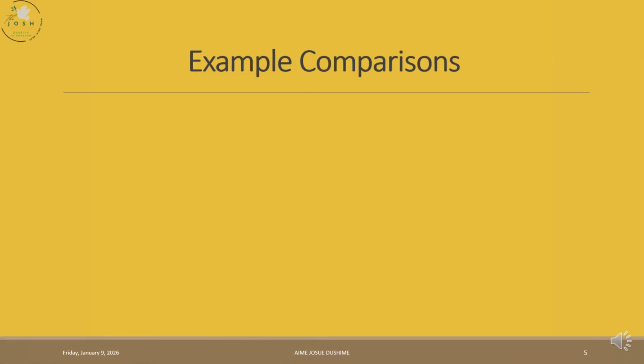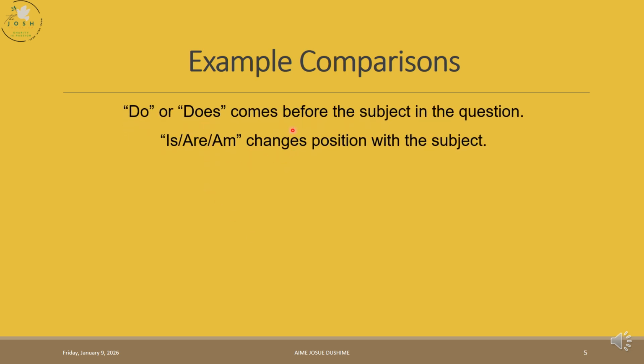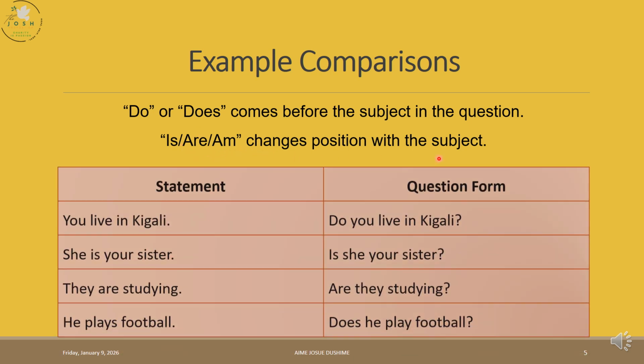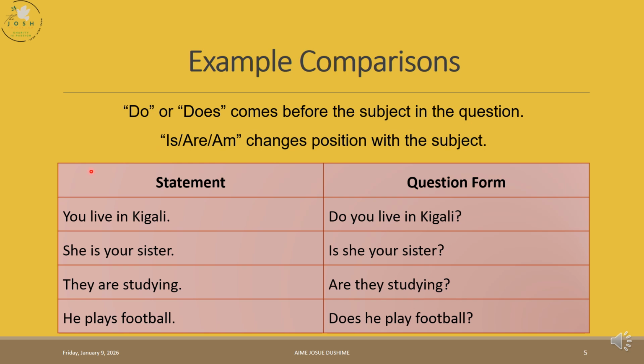Let's see example comparisons. Do or does comes before the subject in a question. Is and are change position when the subject changes position; they interchange with each other. For example, when you have a statement like, you live in Kigali, the question is, do you live in Kigali? Remember, we say do or does plus subject plus V1 plus object.